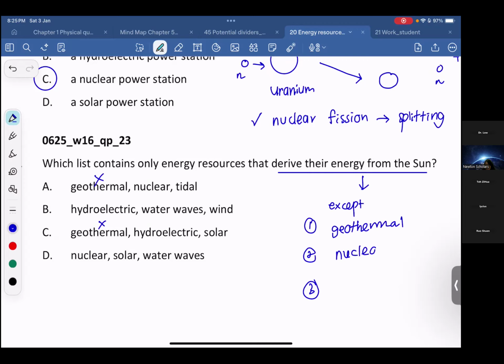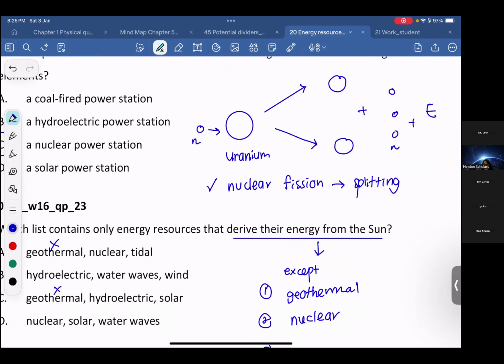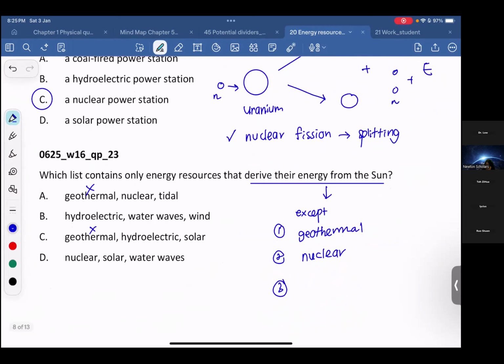Nuclear also does not depend on the sun, okay? Because it's a splitting process where we use a neutron to trigger the process. Nothing related to the sun. So solar, nuclear, no. So this one, no. Nuclear. So basically after these two we already know the answer, B.